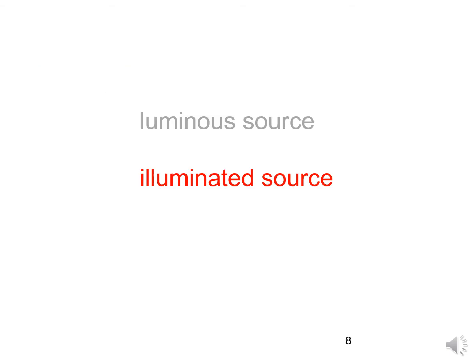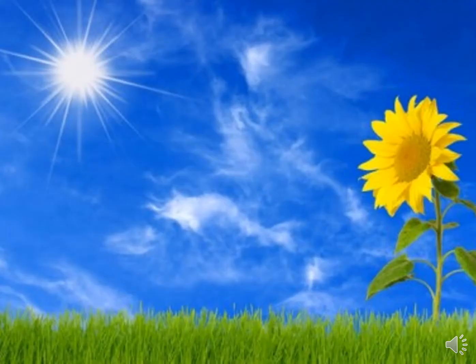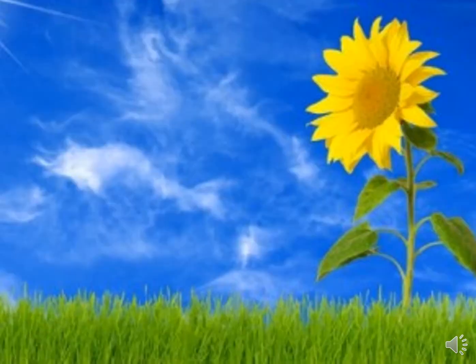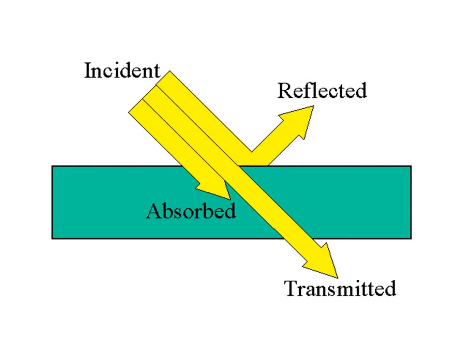The other type of light is illuminated source. So the sun is a luminous source. Everything else in this picture is an illuminated source. That is, it's reflecting light produced somewhere else. Remember, light that strikes a surface can be reflected, absorbed, or transmitted.